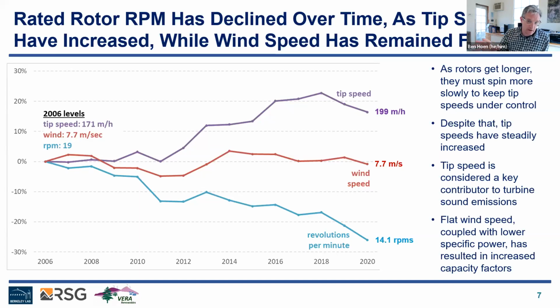One way to slow the tip speeds down is to slow the revolutions per minute of the rotor, and that has indeed occurred. But that has not fully offset the increase in tip speed that we see in the purple figure. More recently, maybe we've seen a little adjustment as revolutions per minute have come down, at least through 2020, which has slowed down the tip speeds to some degree. Wind speed, interestingly, has remained fairly flat.